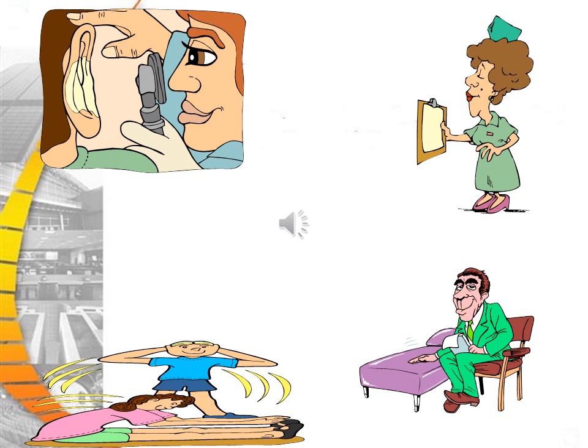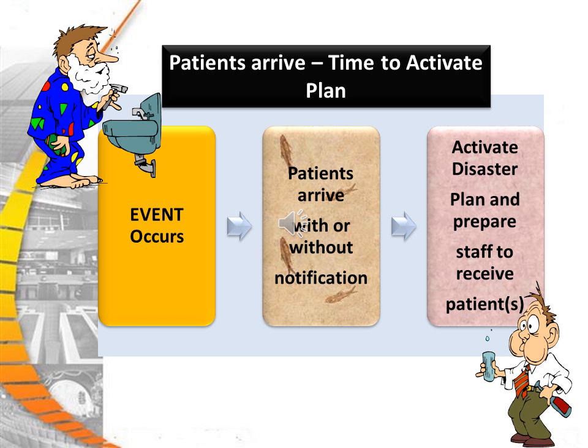Part 4. Sequence of decontamination: workstations for a small-scale event involving between 1 and 5 persons. Patients arrive. Time to activate the plan. We have an event occurring, with patients arriving with or without notification. We activate the disaster plan and prepare staff to receive patients.